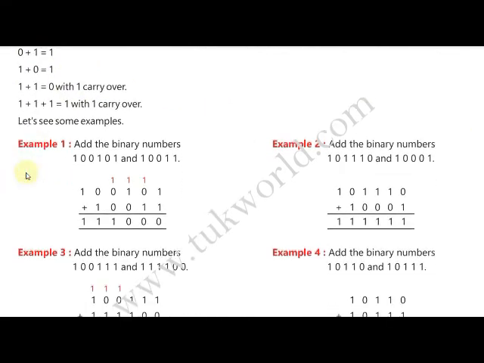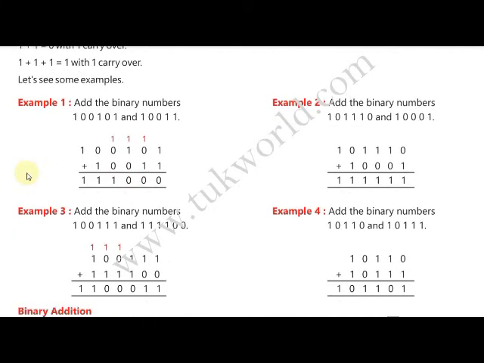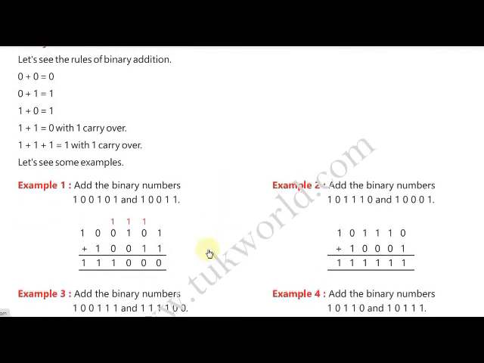So here we have some examples. Let's see how to solve this. So the first one, it is a binary, and we have to calculate the addition of these given binaries. So let's see how to calculate. That is addition of 100101 plus 10011. Okay, so let's see how to calculate.